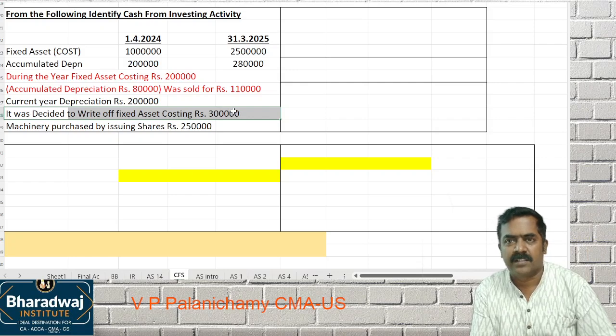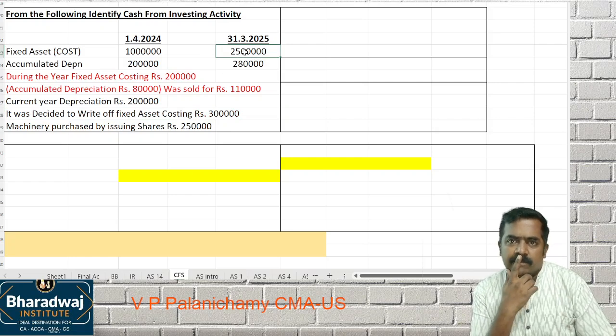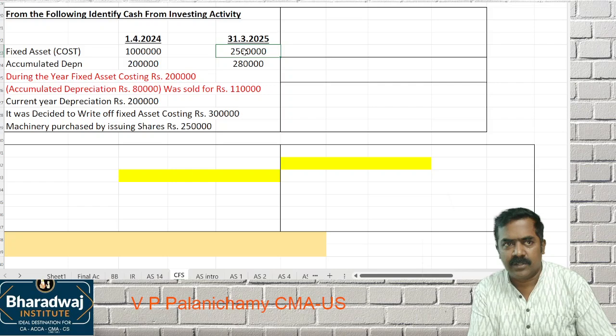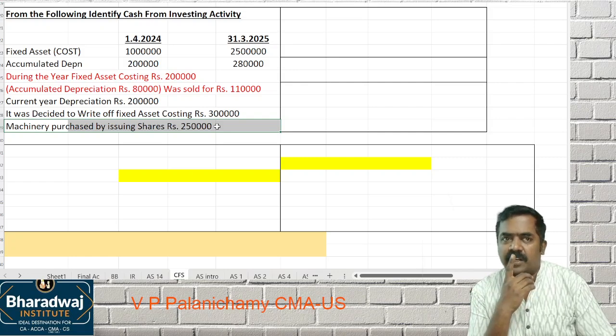Net opening balance is how much? 5 lakh. What is the closing balance? 25 lakhs. What is the increase now? 20 lakhs is the net increase. In that, how much is purchased for shares? 2,50,000 is purchased for shares. Now we have not paid cash. So 20 lakhs minus 2,50,000, how much do you get?